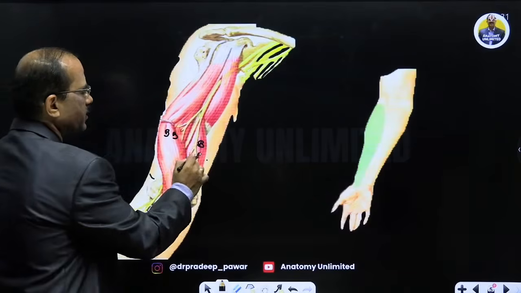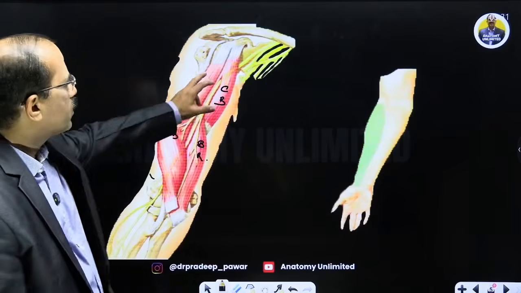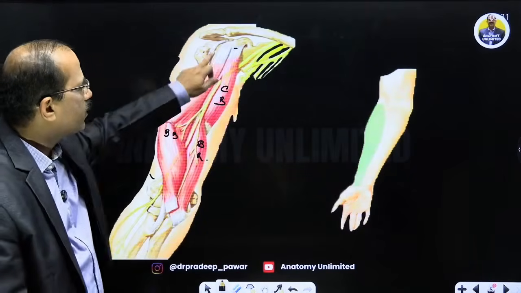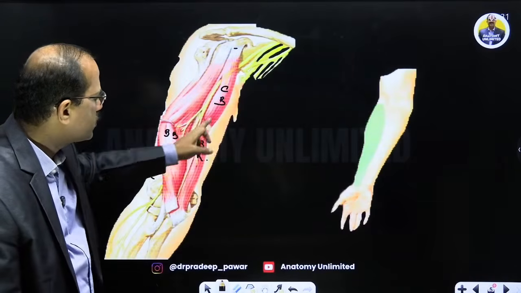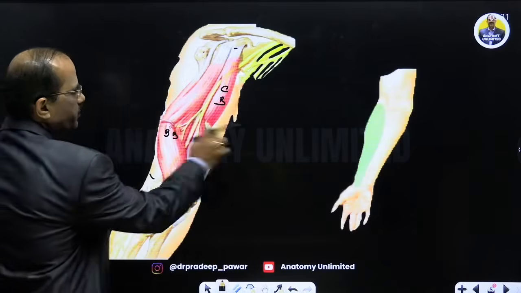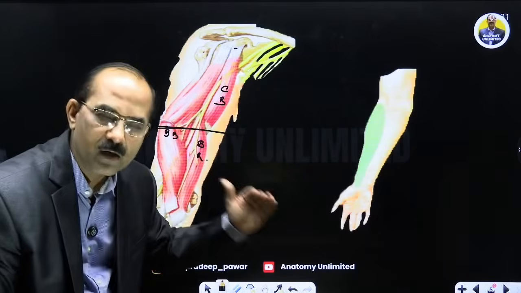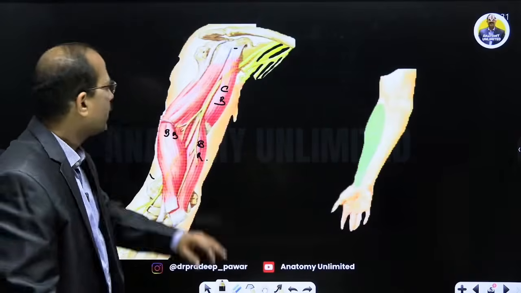That's the brachialis. And what's this? Coracobrachialis. So coracobrachialis arises from the coracoid process, along with the short head of biceps brachii. Coracobrachialis insertion is on the medial aspect of the middle half of the shaft of humerus. That's coracobrachialis. Okay?